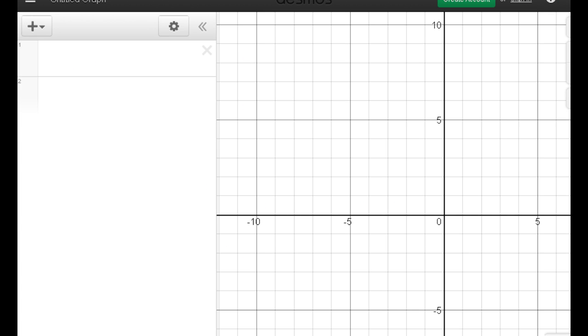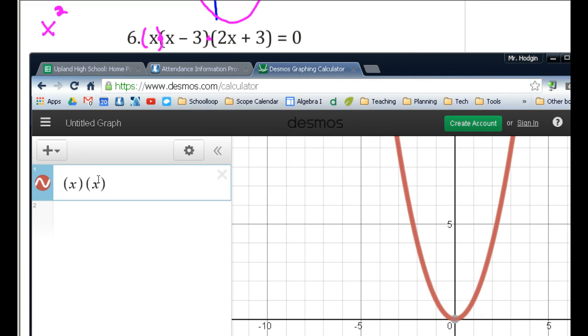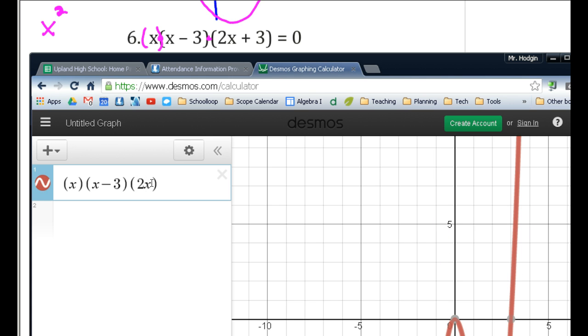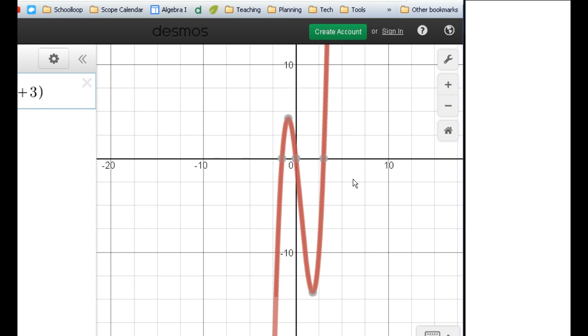So if I take this and graph my 3 factors, there's x, which is just a straight line. But when I start combining it with other things, like x minus 3, now it's a parabola because it goes up to x squared. But when I add in another factor, every factor is another root. If I put in plus 3, now it looks like that. Right? And it's equal to 0, so you can see it crosses 3 points.